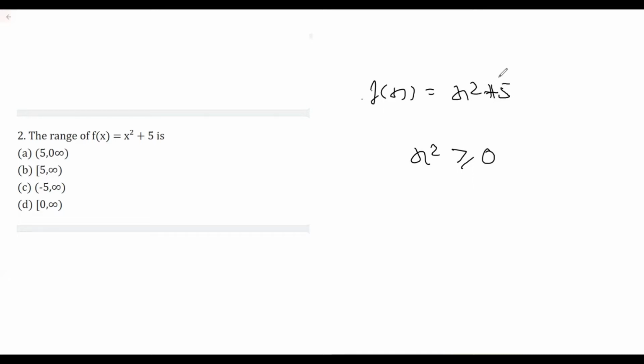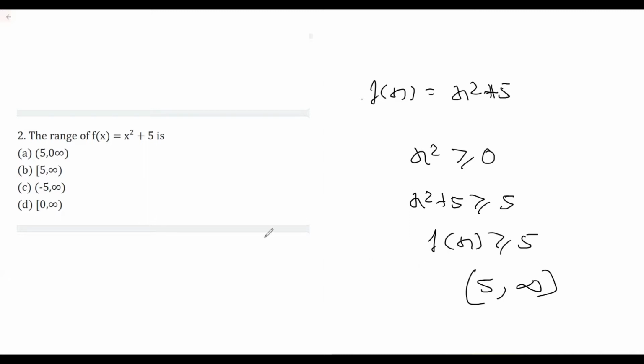But then we need x square plus 5. So what I'll do, I'll be adding 5 to both sides. So it results in this, right? Adding 5 to 0 is 5. I can replace this with f(x). So we got f(x), and f(x) is the output, right? f(x) here is greater than equal to 5. So you can see that it can take any values greater than equal to 5. So 5 inclusive to infinity.